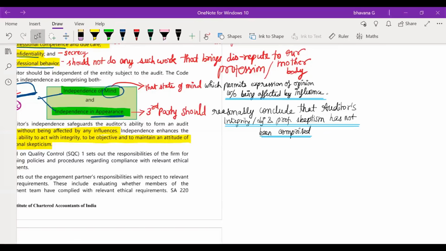So independence is of 2 types, and the auditor must have both. One is independence of mind: whenever you are expressing an opinion, there must not be any influence. Next is independence of appearance.